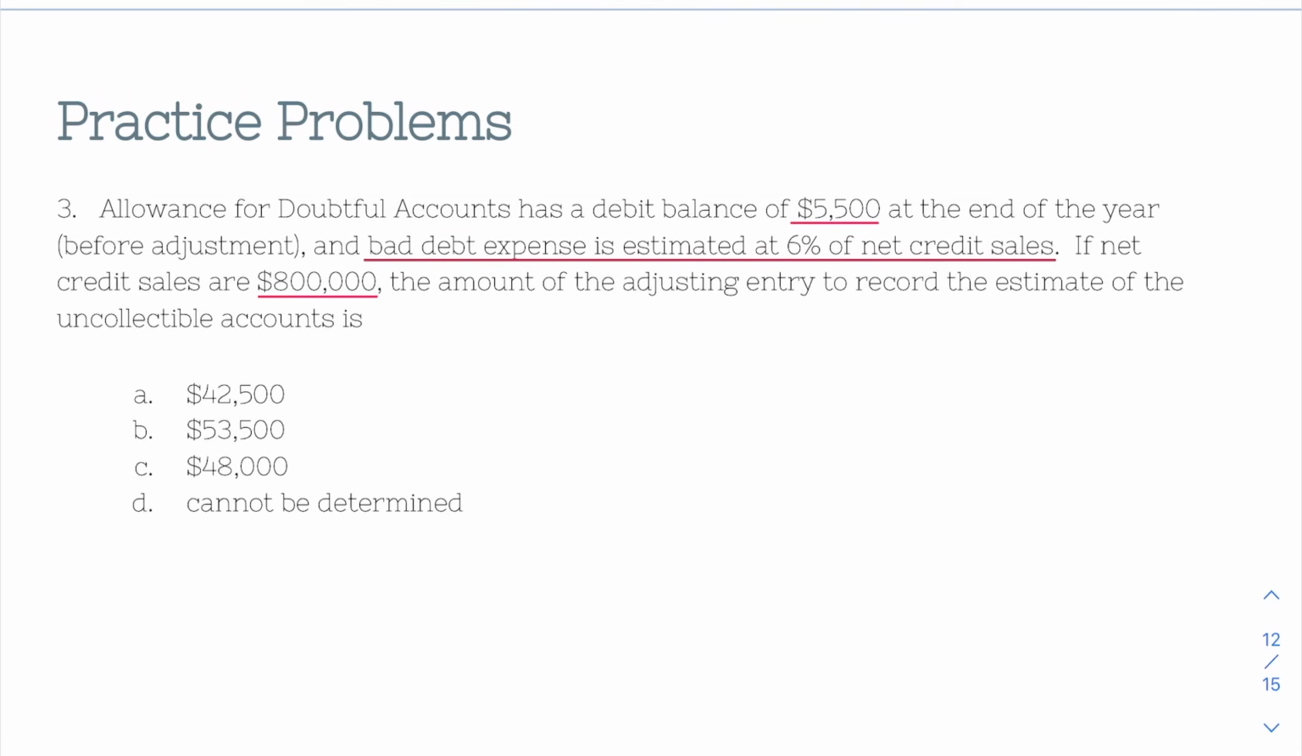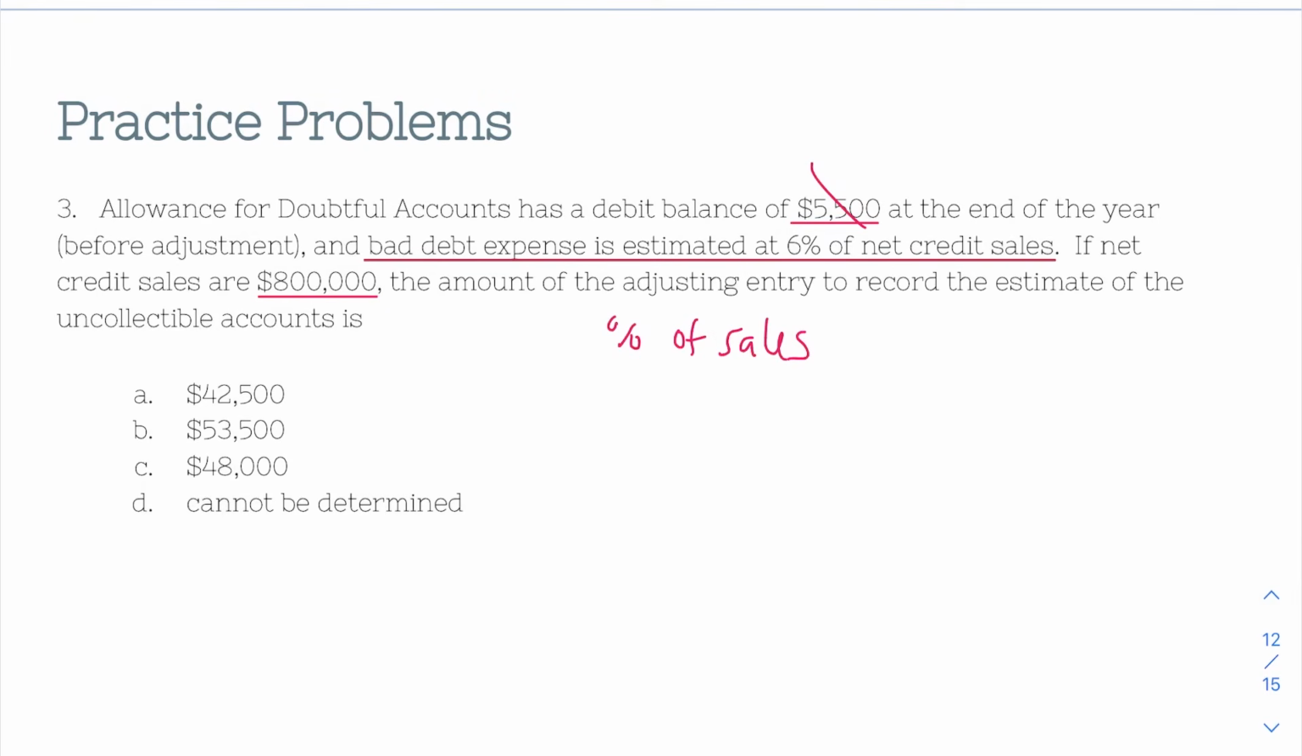So here it's a little bit tricky because they gave you a few different things and they're trying to confuse you. So allowance for doubtful accounts has a debit balance of $5,500 at the end of the year, and bad debt expense is estimated to be 6% of net credit sales. The first sentence is what you would need to know if you were using aging the receivables, but we're not going to be using that method because we don't have all the information there. Instead, we are going to be using percent of sales. So that's important to note. We're ignoring this up here. We're focused on estimating bad debt expense as a percentage of sales.